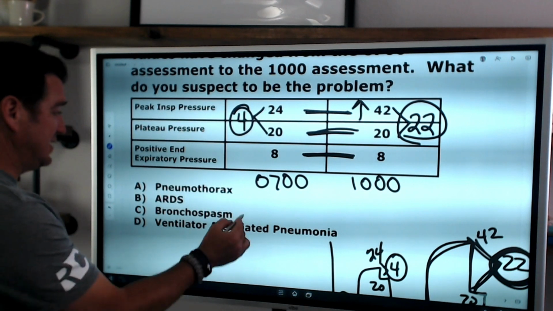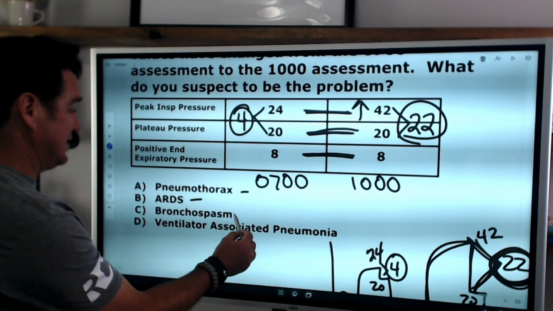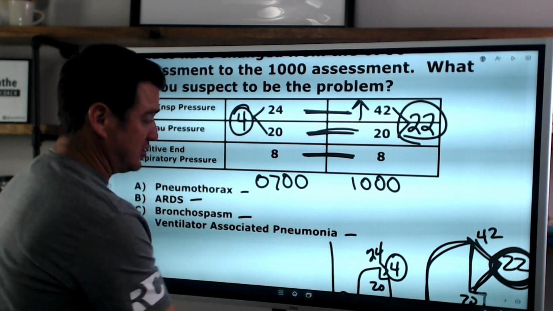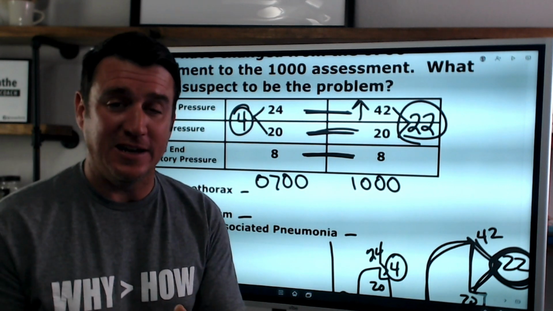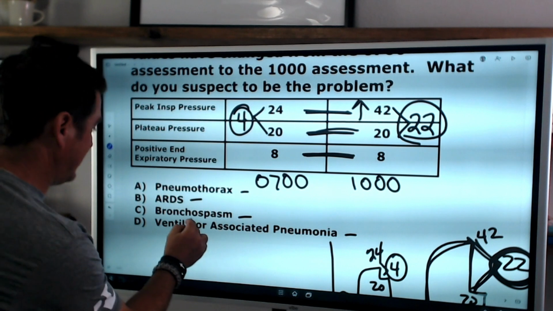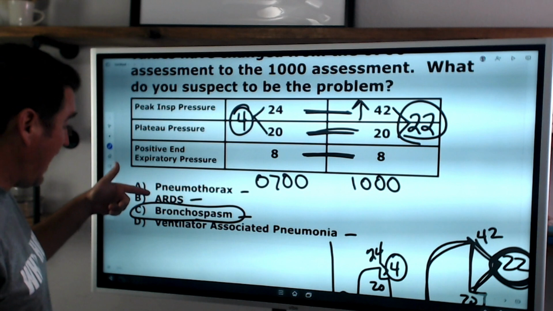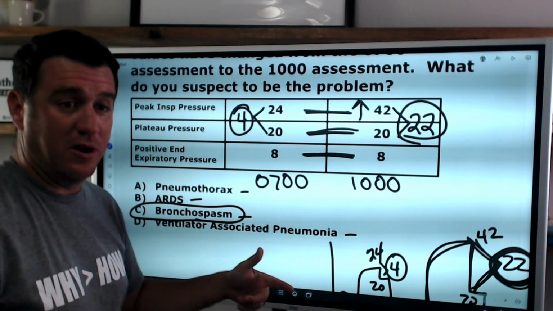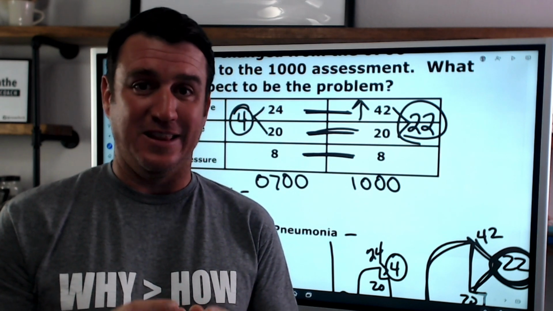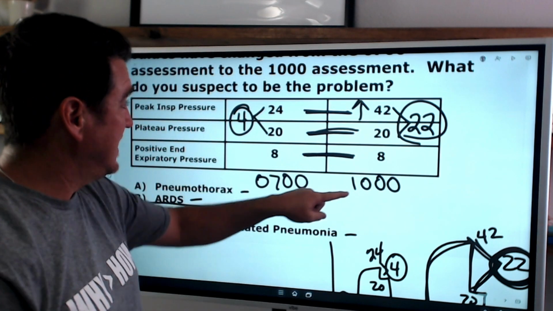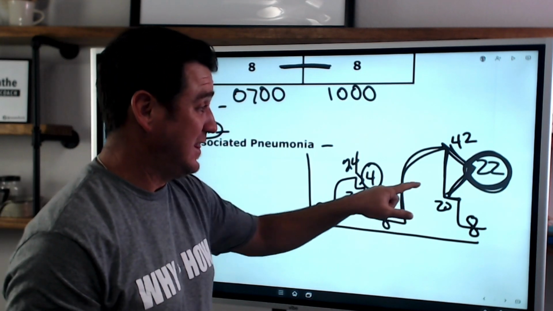Check this out. What are our options? Is it a pneumothorax? Is it ARDS? Is it bronchospasm? Or is it ventilator-associated pneumonia? Only one of these is related to airway resistance, and that is bronchospasm. Pneumothorax, ARDS, and ventilator-associated pneumonia are all parenchymal problems. They would not present like this, okay? They would not present like this.